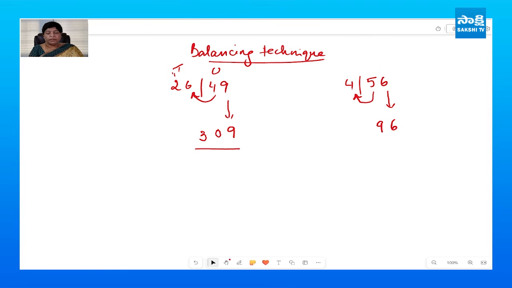Let's see one more example. 56 and 9. Here in the units place, I have only a single digit. So we retain 9 and 6 as is and 5. So here we do not have to do anything. There's nothing we can do about it. So we just retain the numbers as is.